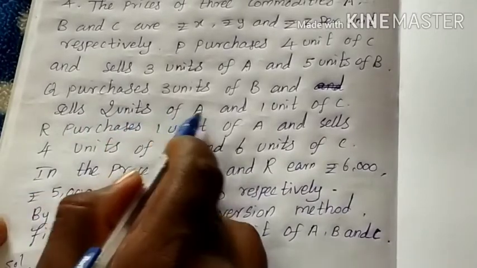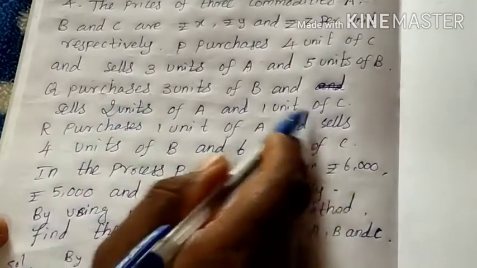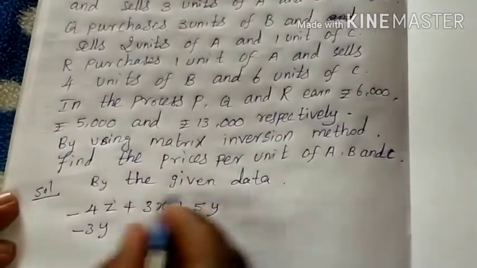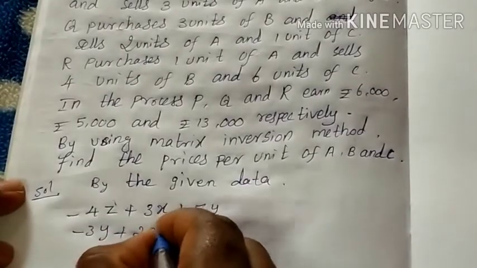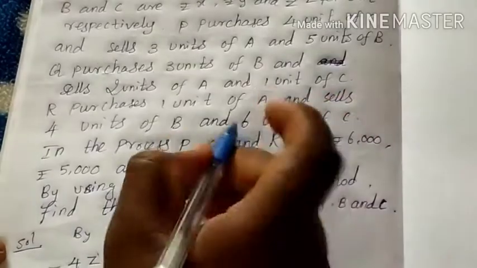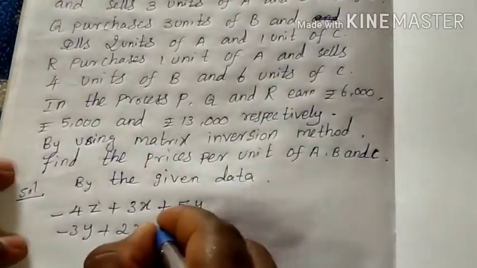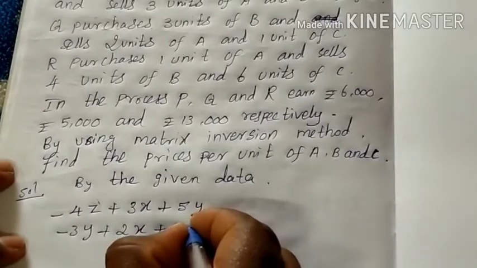And sells 2 units of A and 1 unit of C. The next two items are selling prices given. So plus 2, and A represents the amount X. And 1 unit of C is also selling, so plus 1 into C. The C amount is Z, so 1 into Z.